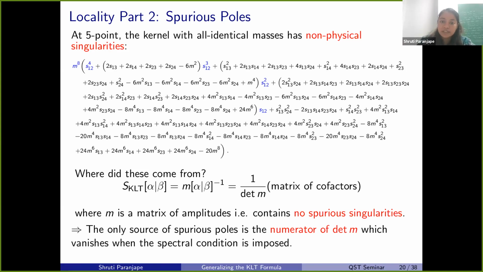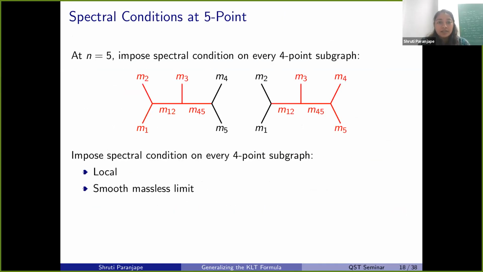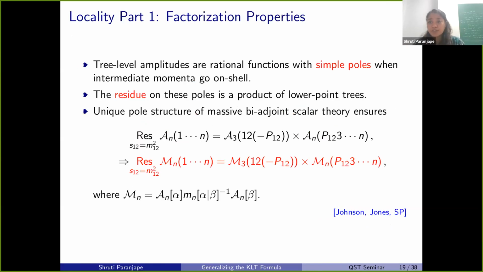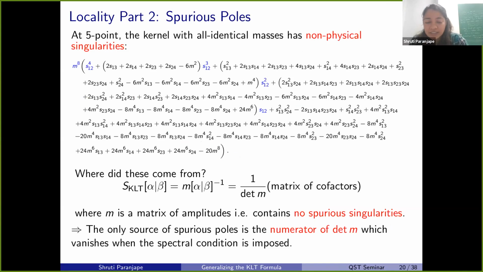Mainly because there is a 1 over determinant. So this matrix of cofactors will only have physical poles, because it's just products and sums of things with physical singularities. So the source of any bad pole in your KLT kernel can only come from the numerator of the determinant of this matrix M. And you'll remember that numerator of the determinant is precisely what we set to 0 via the minimal rank condition, which is what gave us the condition on the mass vector. So this is not a proof that minimal rank always gives you locality, but it is sort of an indicator that minimal rank gives you locality.